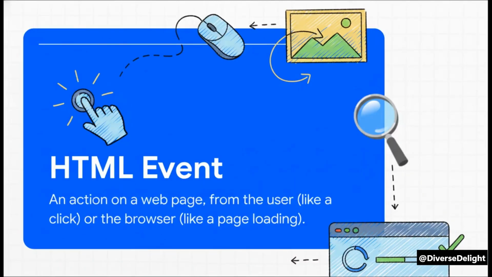Okay, so the key to all of this is a concept called an event. An event is basically just a signal that something happened. You click your mouse, that's an event. You move your mouse over a picture, that's another event. Even the browser finishing loading the page is an event. Think of these as the triggers that our code is waiting for.